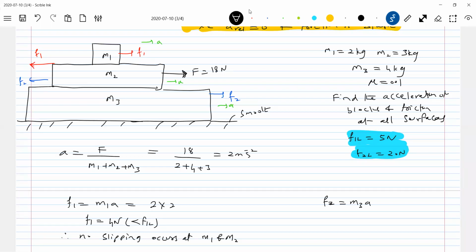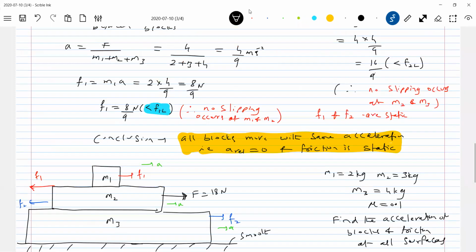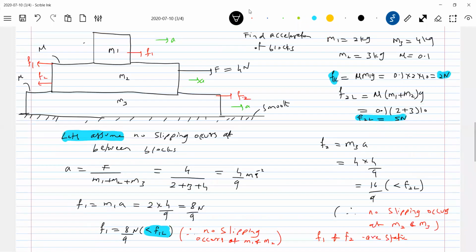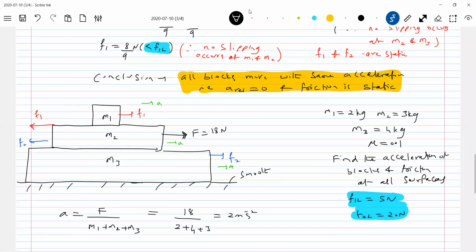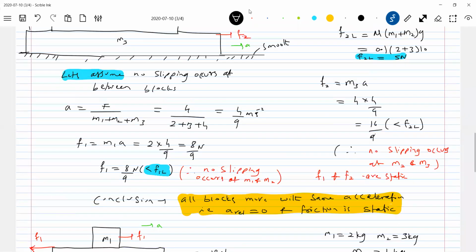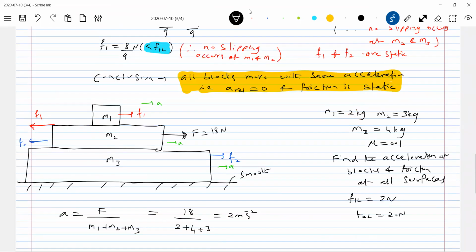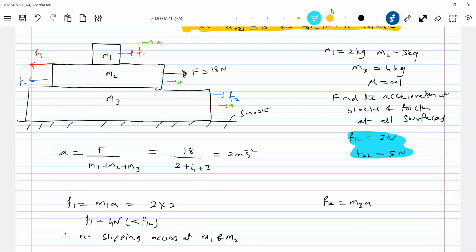Here M1 is 2 kg, acceleration is 2, no? Sir, F1 is greater than F1L. F1L is how much, 2 Newton, no? Oh yeah, I think F1L is 5 Newton, no? I wrote 20. Yeah, thank you for the correction. Come for this now. This is, I think, greater, no?